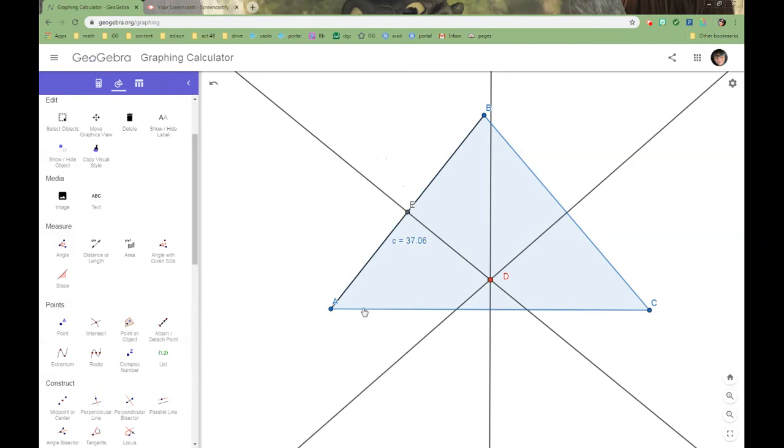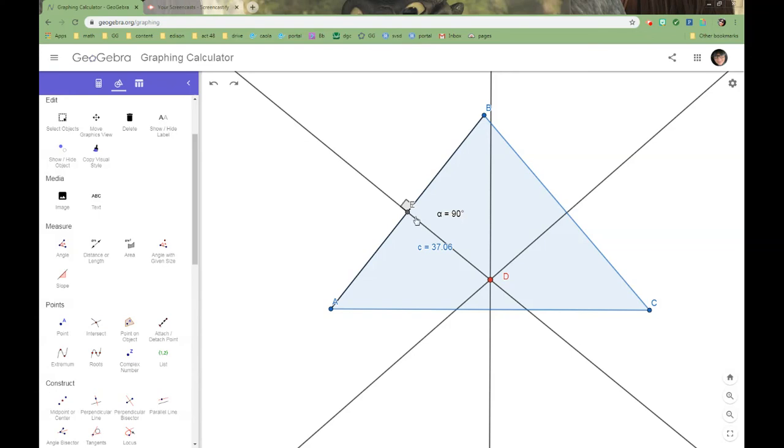Now I want to see if this is actually a right angle. So now I'm going to measure the angle. And I'm going to click on one of those segments, or actually the side of the triangle, and the perpendicular bisector. And what you can see here is a 90-degree angle. Keep in mind, if this is a 90-degree angle, all four of these are 90-degree angles.